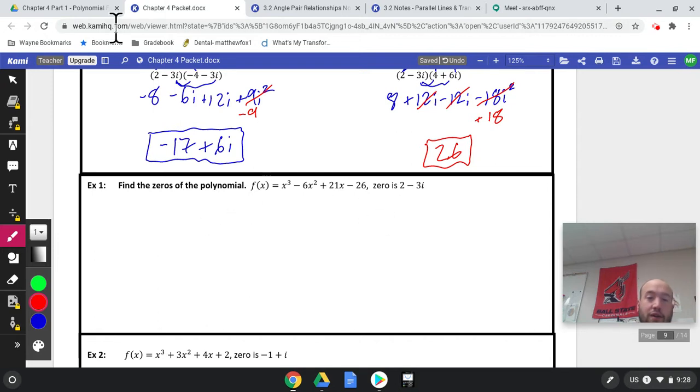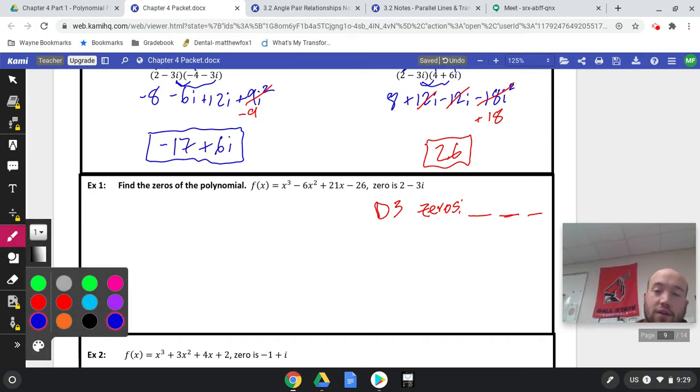First question for you is what degree is this? So hopefully you know this is degree 3, which tells us we are going to have 3 zeros, okay? So 1, 2, 3 spots. That's how many answers we need. And the good news is this first one we already have, 2 minus 3i. They gave that to us.